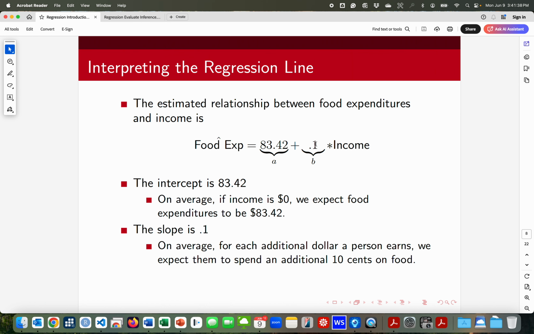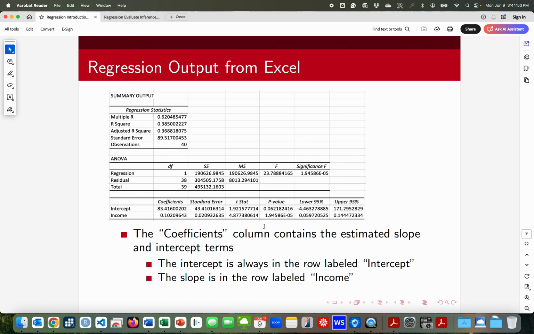And the slope term of 0.1 says if we increase income by $1, the average food expenditure increases by about 10 cents. So people are spending about 10 cents per dollar earned on food. And here's the regression output. So we can see the coefficient right here. That's our estimate of A, the intercept. This is our estimate of the slope. And that's all we really use.